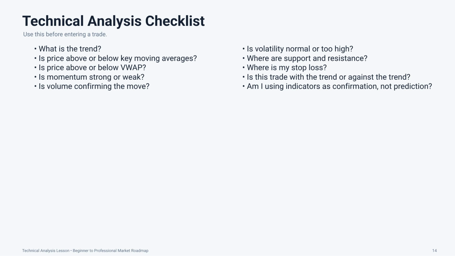Finally, am I using indicators as confirmation, not prediction? This is one of the most important lessons. Indicators should support what price action is already showing us. They should not be the only reason we enter a trade. So before every trade, slow down and ask these questions. A good trader does not just look for signals. A good trader builds a complete decision using trend, price action, momentum, volume, volatility, support, resistance, and risk.